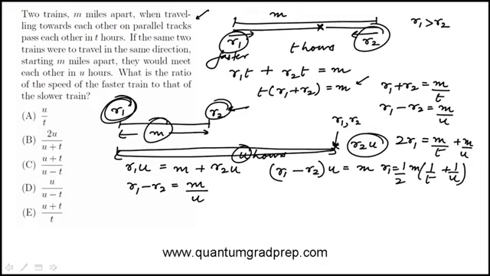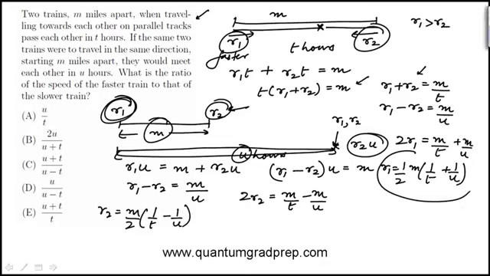And to find R2, I'll subtract these two equations. So that would become 2R2. You should also try to do this algebra. It just helps you to manipulate these terms. And so therefore R2 is m over 2, times 1 over t minus 1 over u.